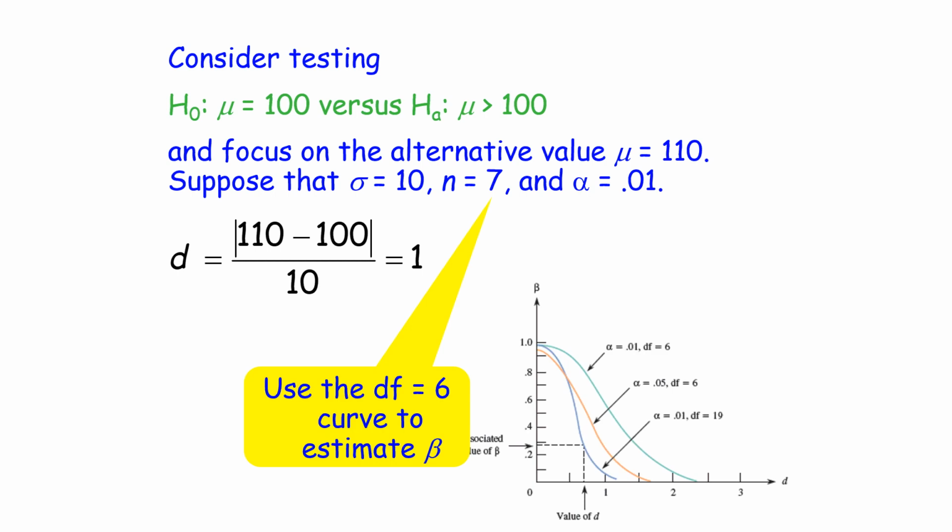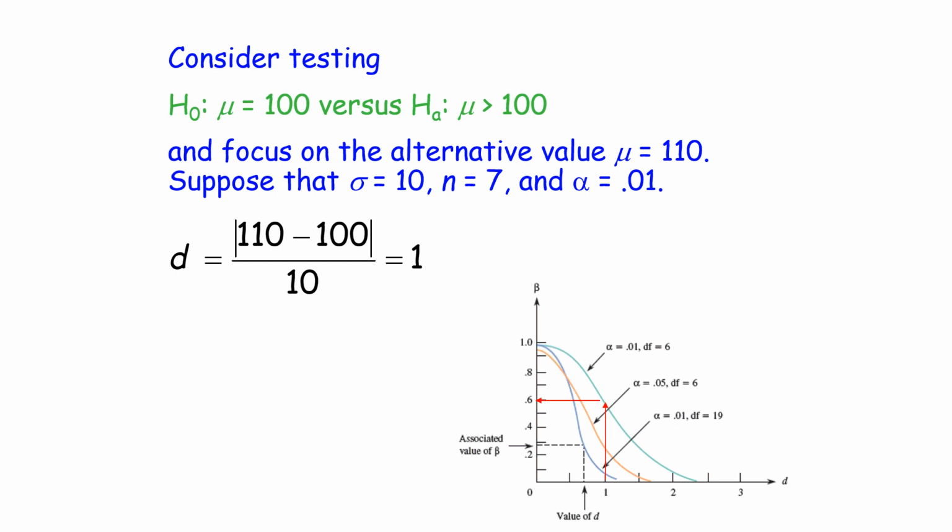We're going to use the degrees of freedom of 6 curve to estimate our beta.